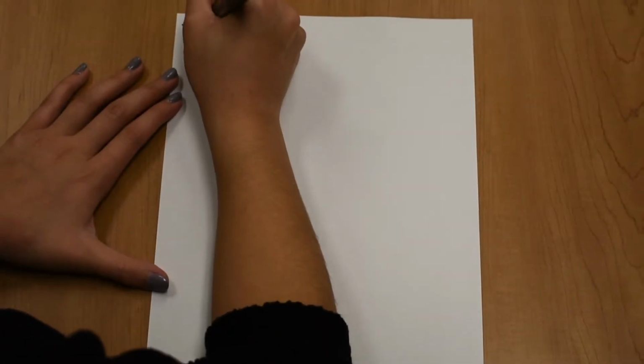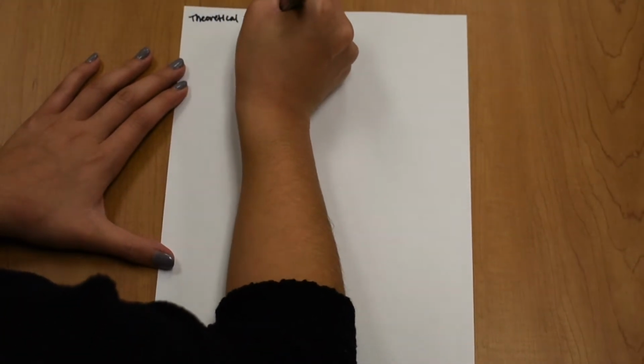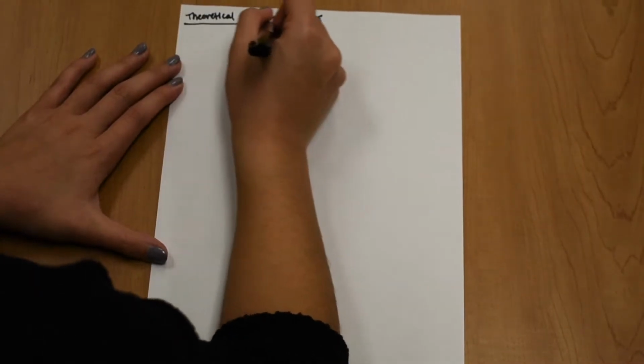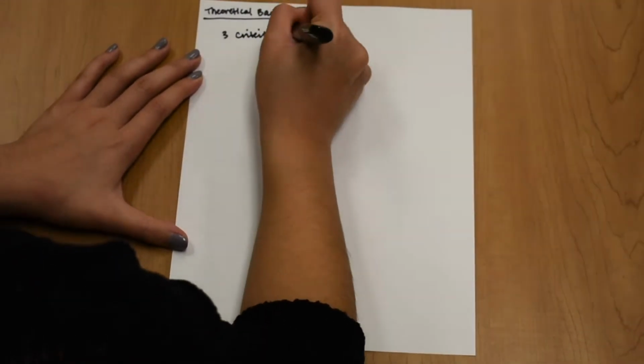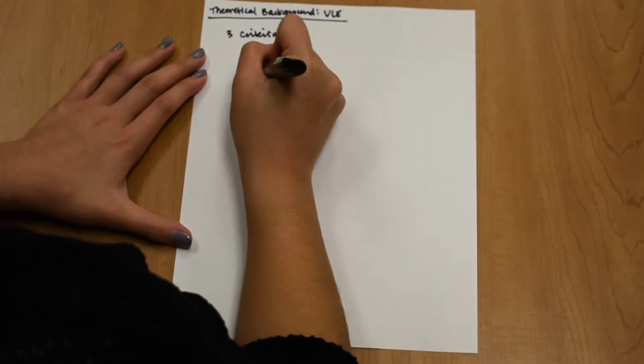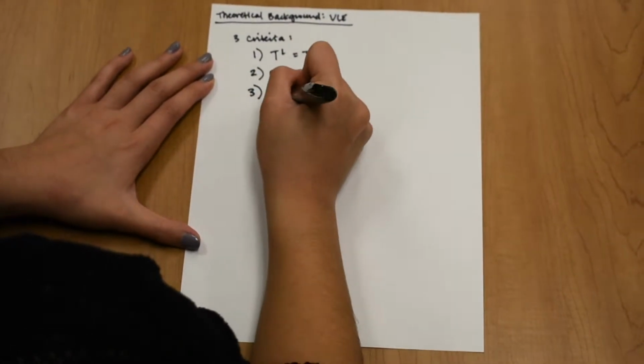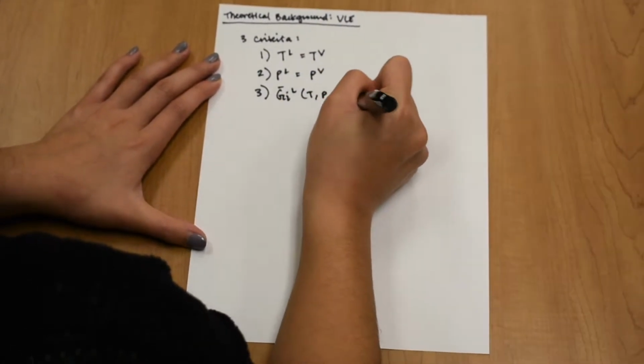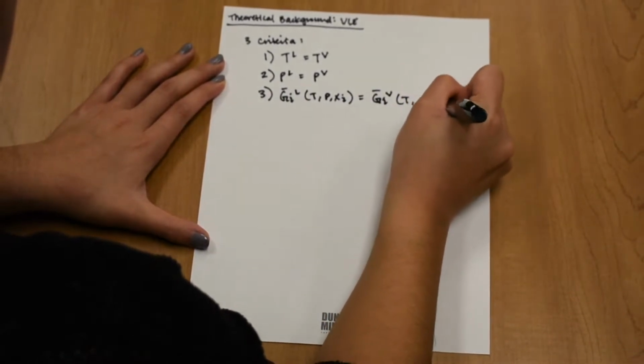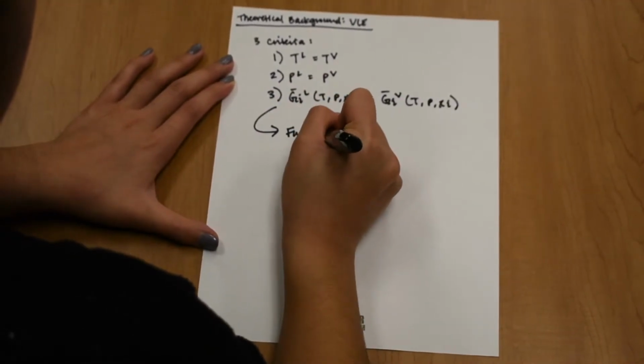Vapor-liquid equilibrium is the thermodynamic equilibrium between a mixture's liquid and vapor phases. VLE is achieved when thermal and mechanical equilibrium is present and the partial molar Gibbs free energy of all species is the same for both the liquid and vapor phase. Those three requirements for thermodynamic equilibrium are presented as follows.